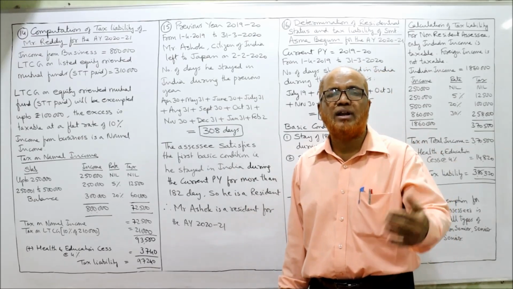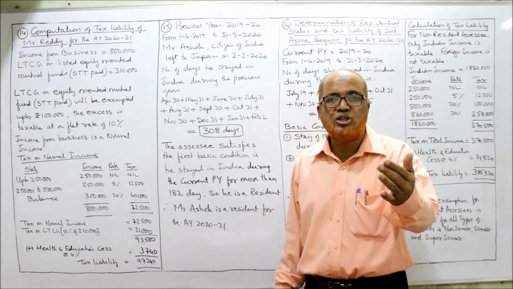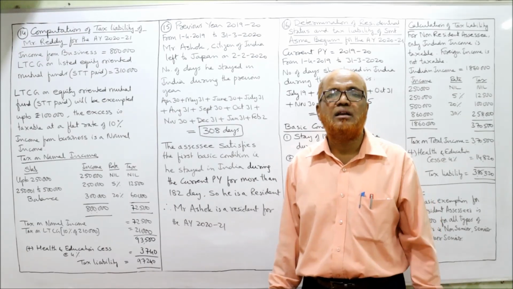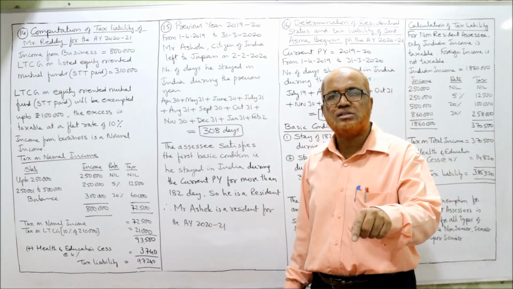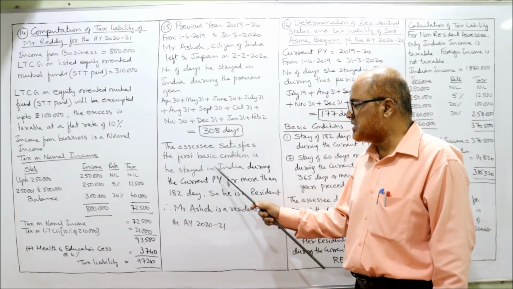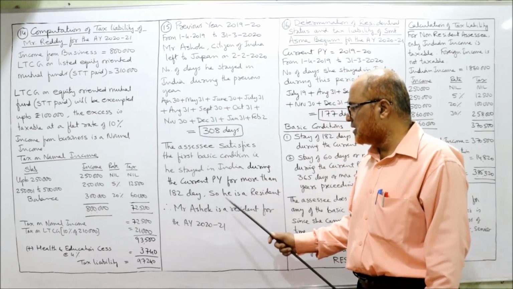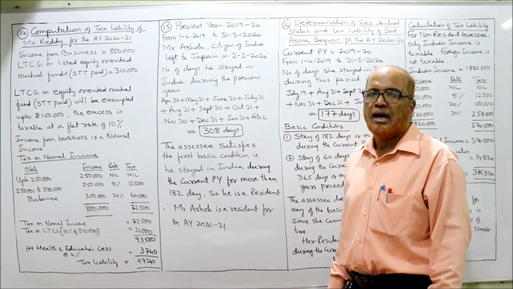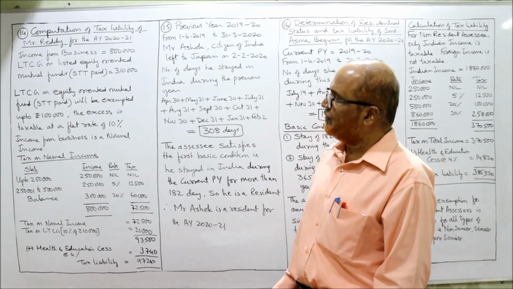That means it is more than 182 days. The first basic condition is satisfied. So he is a resident during the previous year 2019-20. Mr. Ashok is a resident because he satisfies the first basic condition, that is, he stayed in India during the previous year for more than 182 days. 308 days he stayed. So he is a resident for the assessment year 2021, previous year 2019-20. That's it. This is the end of the 15th problem.